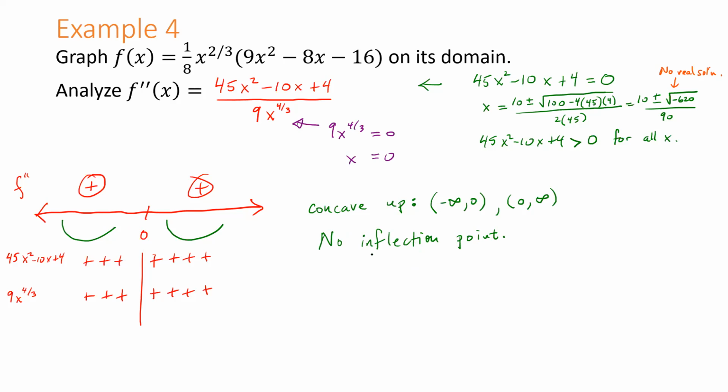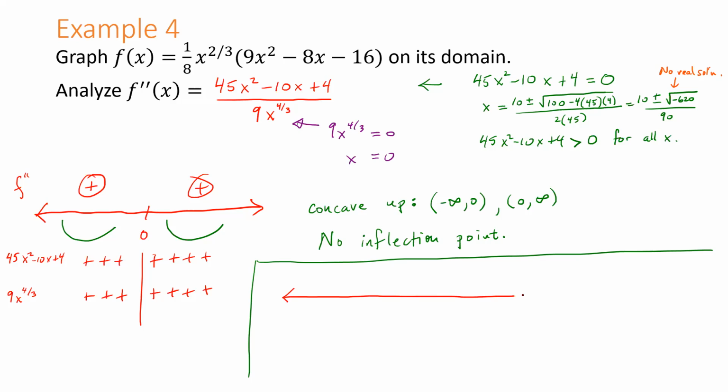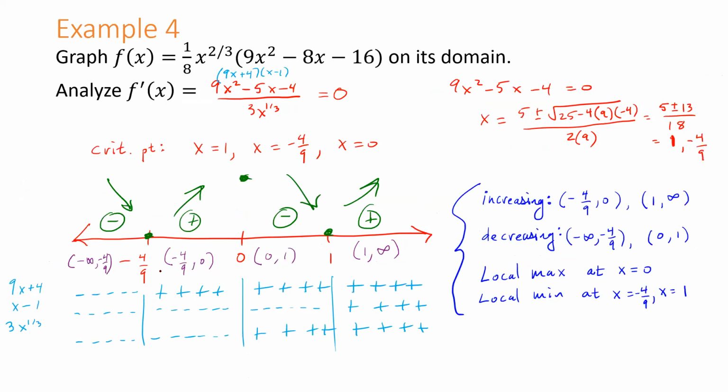Okay. So actually what I might do is now we've gone through and we've analyzed the first and second derivative a little bit. Let's put all those pieces together and think about what that tells us about the shape of our graph here. So let me flip back to the previous slide for a second to remind us we've got these key points, -4/9, 0, 1. And it's going to be decreasing, increasing, decreasing, increasing.